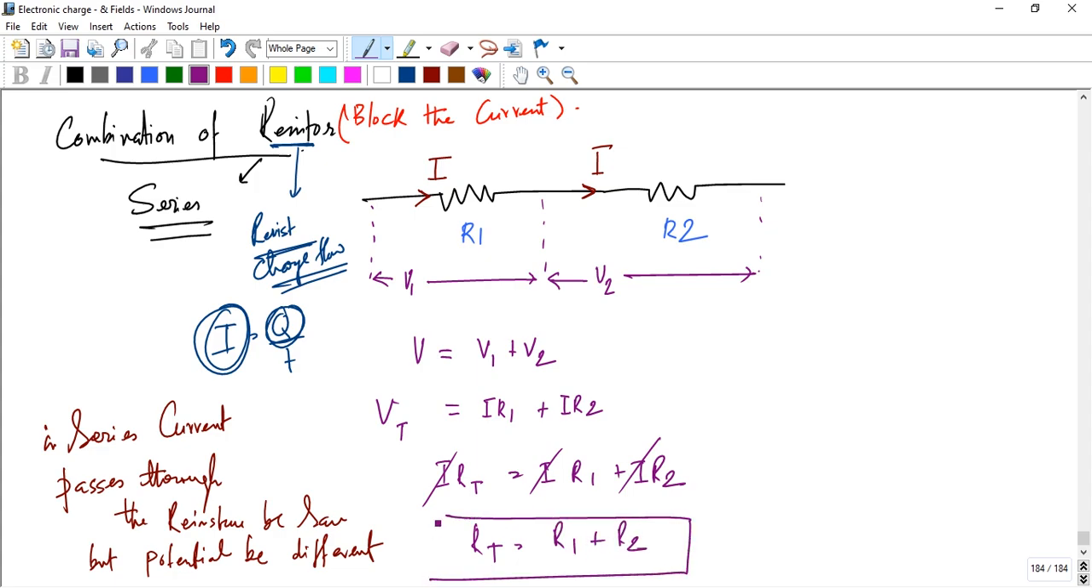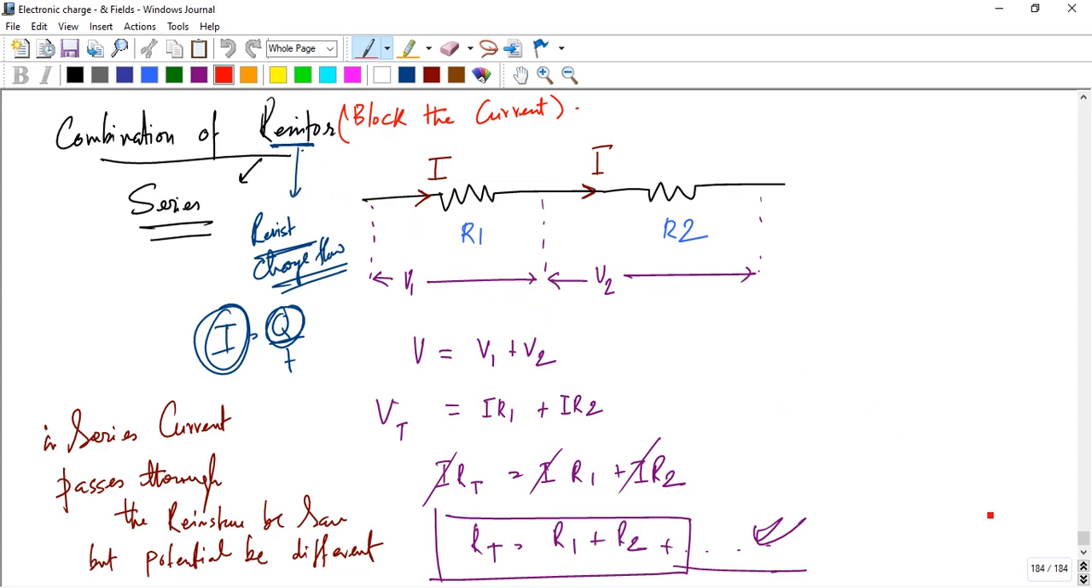That's the series combination of two or more resistors, 2, 3, 4, 5. They are just added algebraically for a series combination of resistors. Now we discuss the parallel combination.